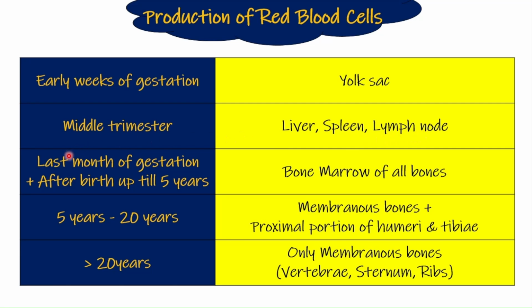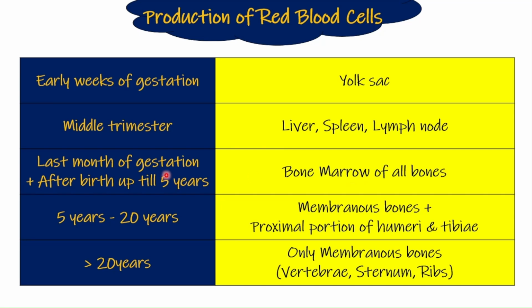And then in the last months of gestation, the red blood cell production starts from the bone marrow of all the bones. So RBC production from the bone marrow of all bones basically begins in the last months of gestation. In early weeks of gestation, the production is from the yolk sac. In the middle trimester, the production is from liver, spleen, and lymph nodes. In the last months of gestation, the production starts from the bone marrow of all bones.